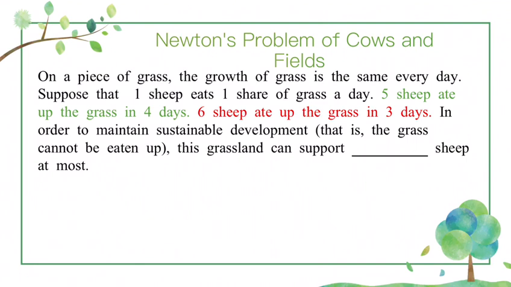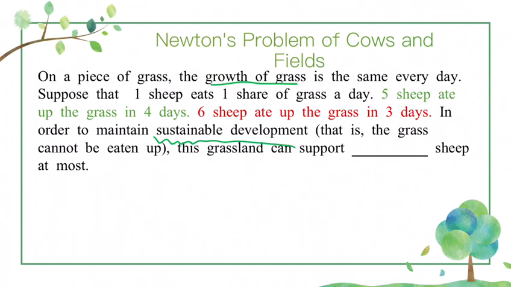On a piece of grass, the growth of grass is the same every day. The growth of grass is same every day. Suppose that 1 sheep eats 1 shear of grass a day, and 5 sheep add up the grass in 4 days. 6 sheep add up the grass in 3 days. In order to maintain sustainable development.